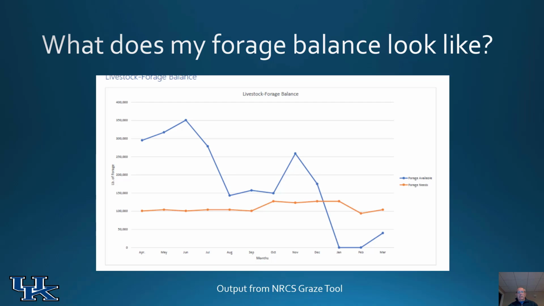This is output from the NRCS Graze tool that lets you know what your forage balance looks like. The blue line would represent forage production for a particular system, and the orange line represents forage needs. And the way that the Graze tool works, it works on a strictly percent of body weight method. The reason why we have a jump up here is because we have added stockers within this period of October, November, December, and January. So that's why you have a bump up in need there.